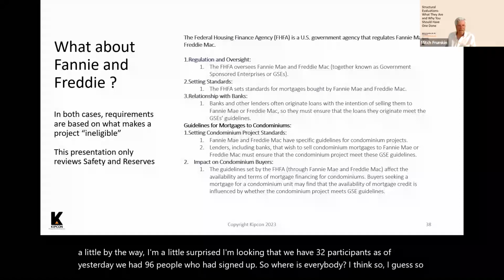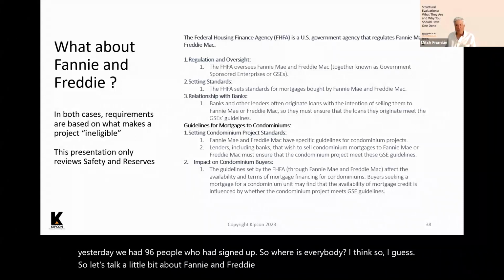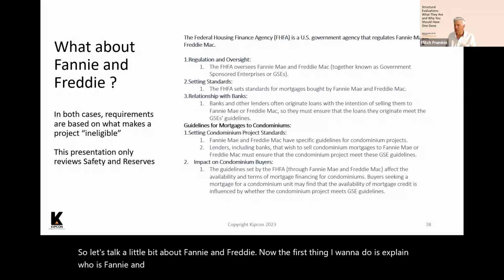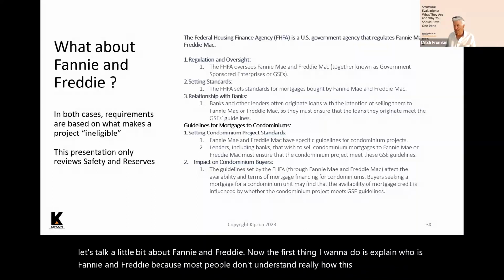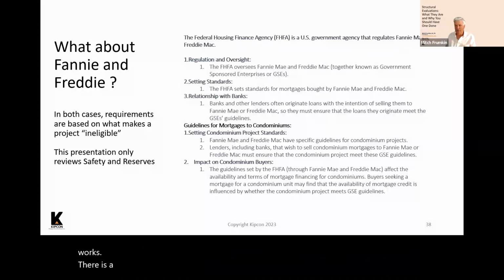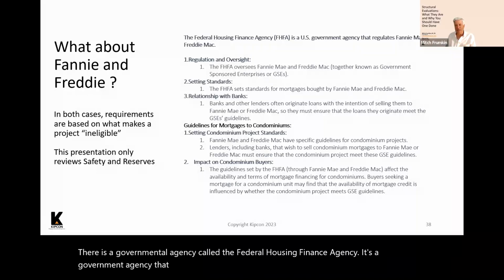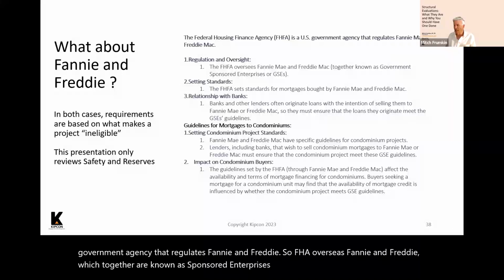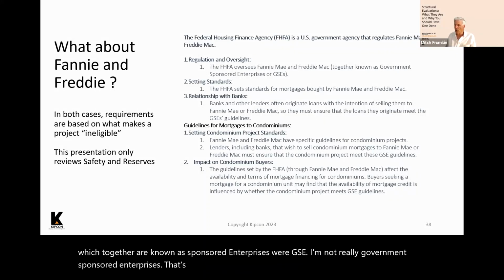Let's talk a little bit about Fannie and Freddie. Now, the first thing I want to do is explain who Fannie and Freddie are, because most people don't really understand how this system works. There's a governmental agency called the Federal Housing Finance Agency. It's a government agency that regulates Fannie and Freddie. So FHFA oversees Fannie and Freddie, which together are known as government-sponsored enterprises, or GSEs. That's what Fannie and Freddie are known as.